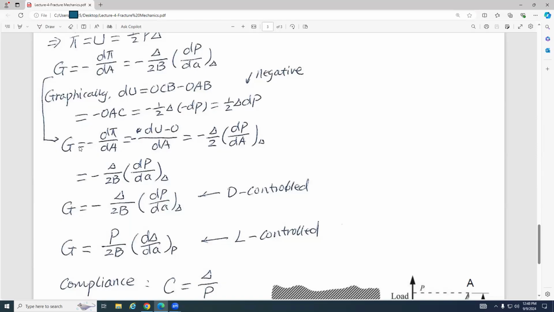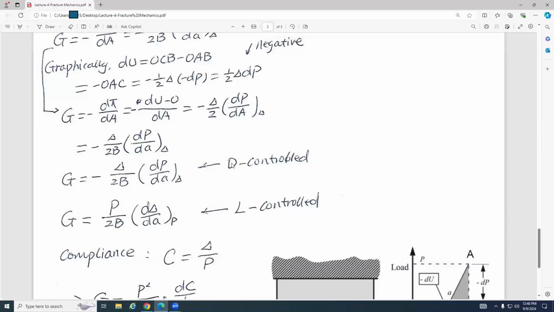As a result, the energy release rate for these two scenarios is obtained. For displacement control, G equals this equation, in which P is a function of crack length. For load control, on the contrary, G equals this one. You can see for this case, P is a constant, but the deflection is dependent upon your crack length. Do you get a sense? Are you guys okay?